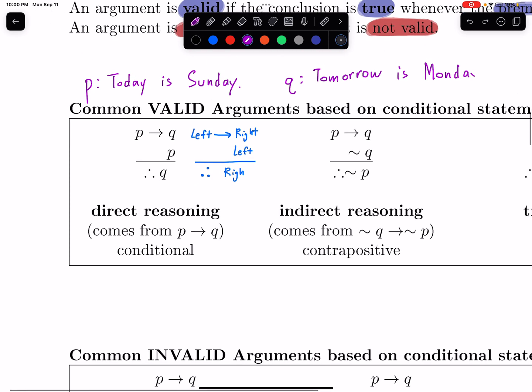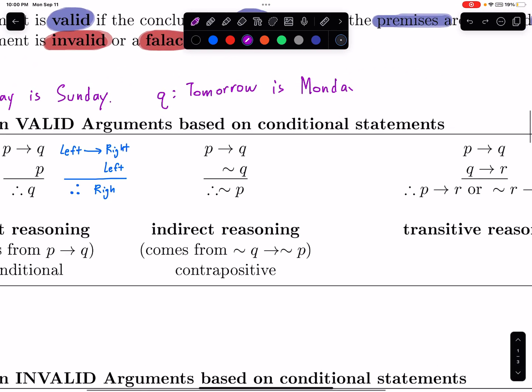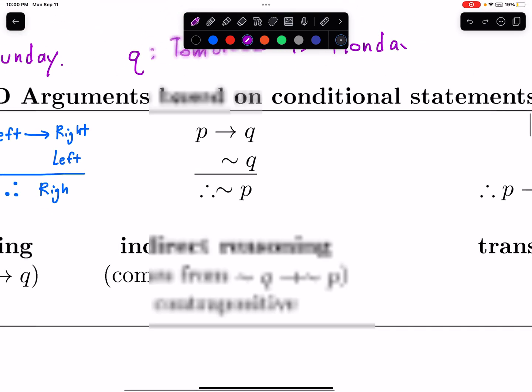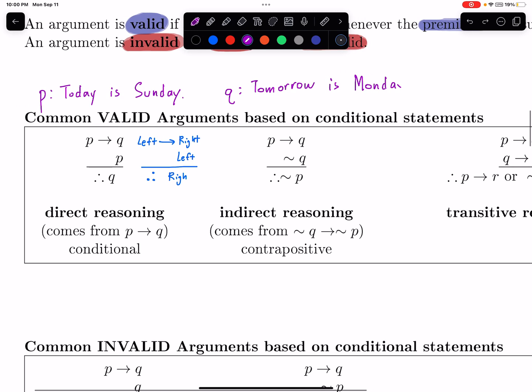All right, let's look now at indirect reasoning. So what is indirect reasoning? Again, the same initial premise, if P, then Q. The second premise is what we get from the contrapositive statement. Remember, if my original statement was if P, then Q, the contrapositive is not Q on the left, not P on the right. So that's what you have here.